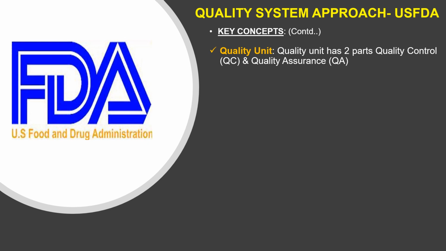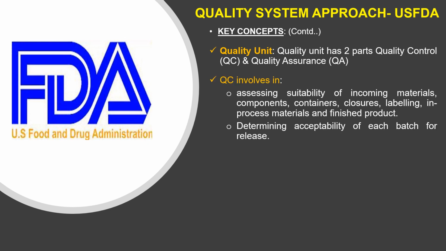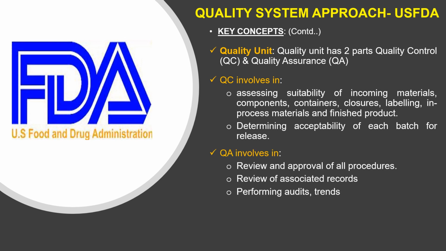The key concepts also include the quality unit. The quality unit has two important parts, that is quality control and quality assurance. The guidance states that quality control involves assessing the suitability of incoming materials, components, containers, closures, labeling, in-process materials and finished product. They determine the acceptability of each batch for release, while the roles of quality assurance include review and approval of all procedures, review of associated records, and performing audits and trends.